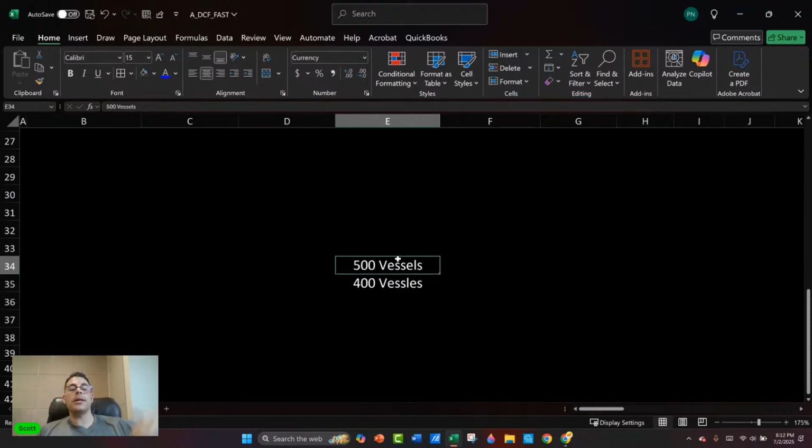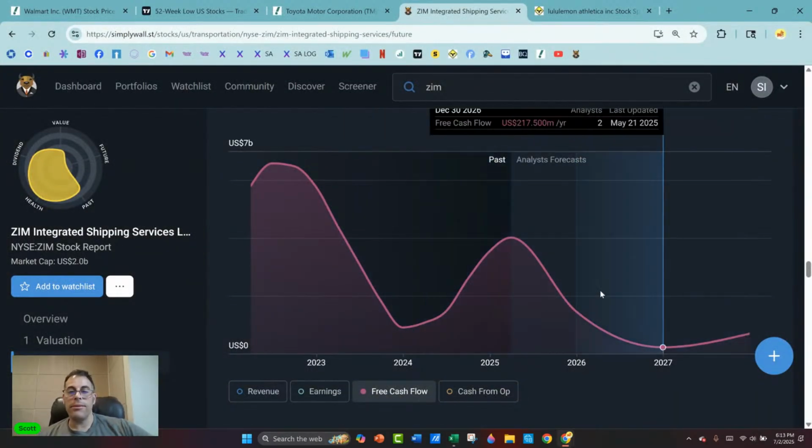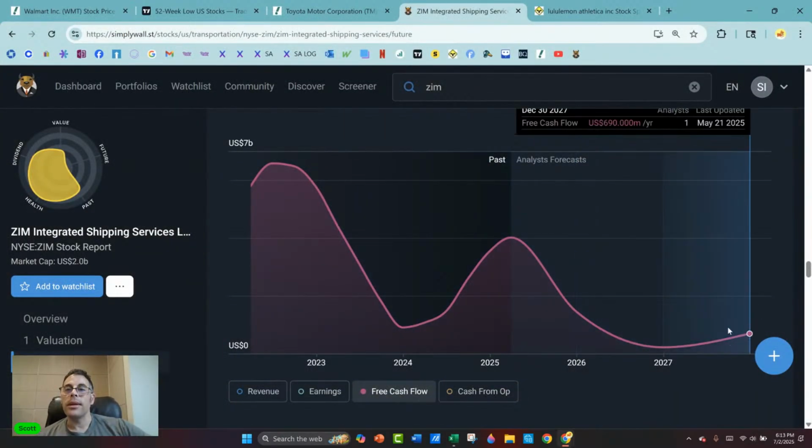But the problem is, when rates go up, what happens? The companies like Zim start buying more vessels because they're making a lot of money. And when that happens, then rates go down because there are more vessels on the market. It's a very, very, very volatile industry. So let's look at it.